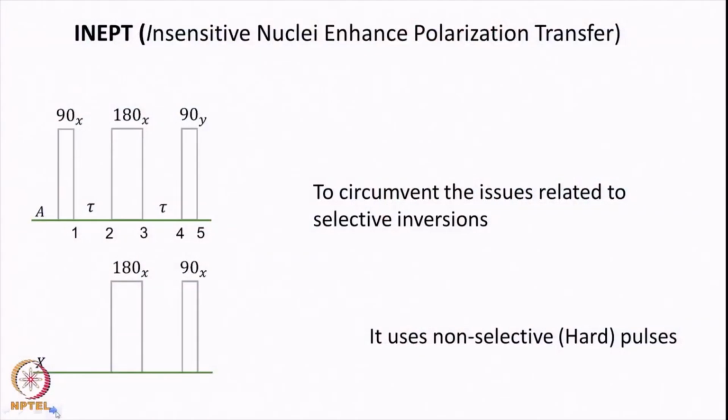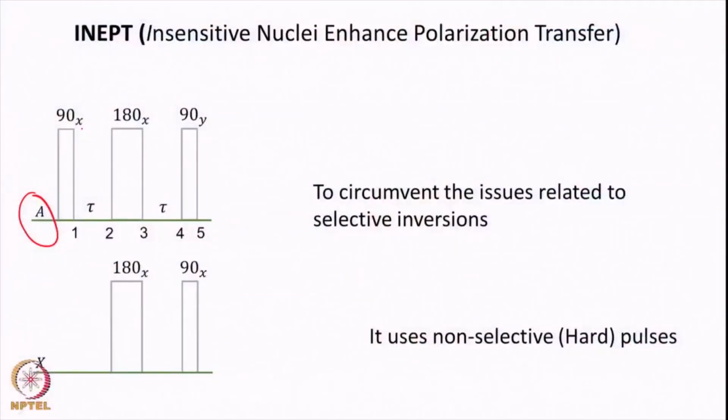The concept is the same: we are transferring the polarization from A spin to X spin, but now we do not have to be selective in inversion. So, we explained this experiment. We start with a 90 degree pulse on A spin, which is a sensitive nucleus like proton, and that selectively brings the magnetization to the XY plane.